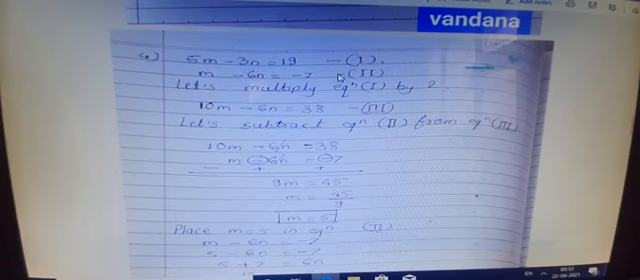See here, multiply equation 1 by 2. 5 multiplied by 2 is 10m. 3 multiplied by 2 is minus 6n. And 19 multiplied by 2 becomes 38. Now subtract equation second from equation 3. 10m minus 6n is equal to 38, minus m plus 6n plus 7. Minus 6n plus 6n get cancelled. 10 minus 1 becomes 9m. 38 plus 7 becomes 45. m is equal to 45 upon 9. Now m is equal to 5. Here we get the value m is equal to 5.